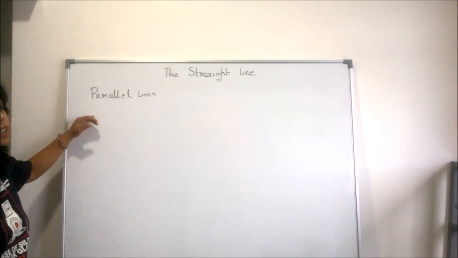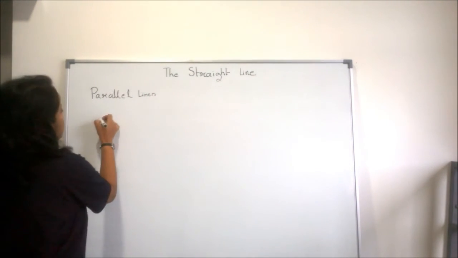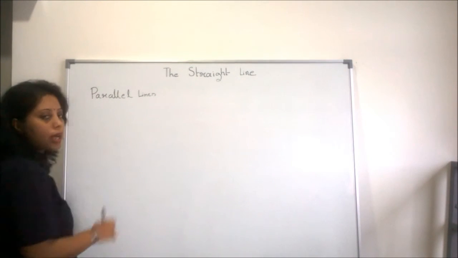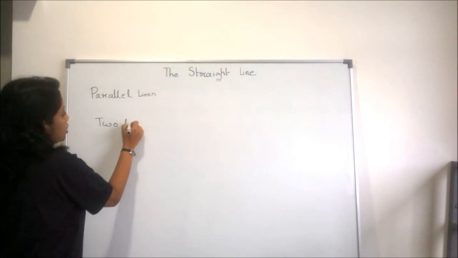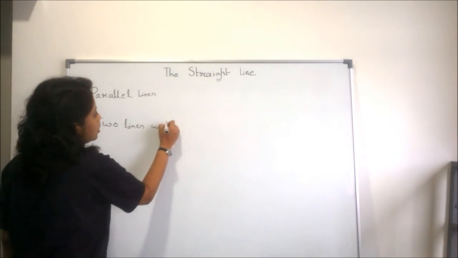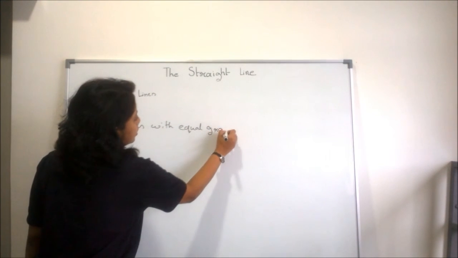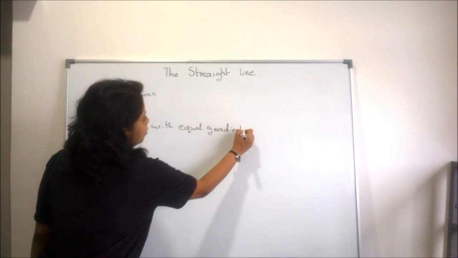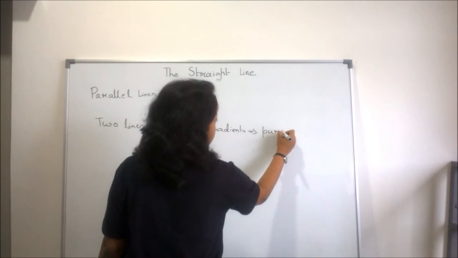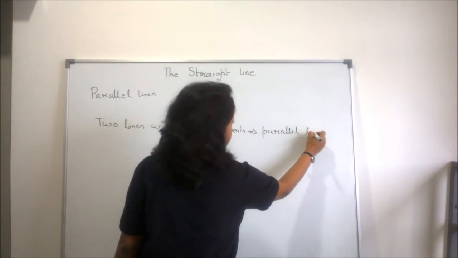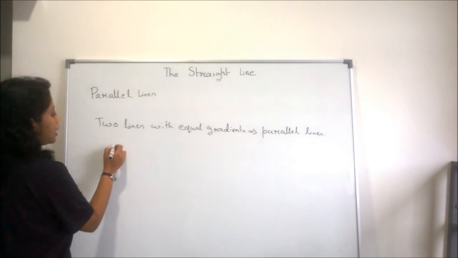We say two lines are parallel when the two lines have equal gradient. Two lines with equal gradient, we will call them parallel lines. Like that, we have two straight lines.